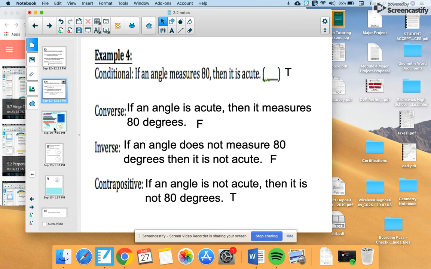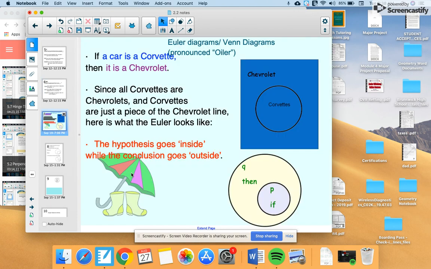So that's how you put truth values in: you're looking for a counterexample to make the statement false. And remember, the conditional and contrapositive have to have the same truth value, as well as the converse and inverse. They could all be true and they could all be false as well. That is an option.